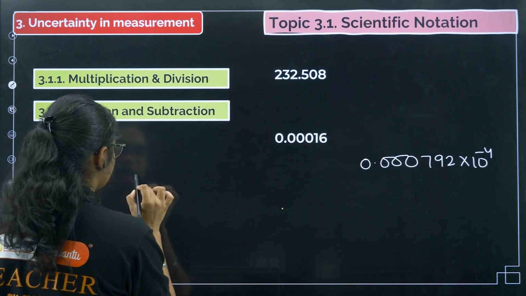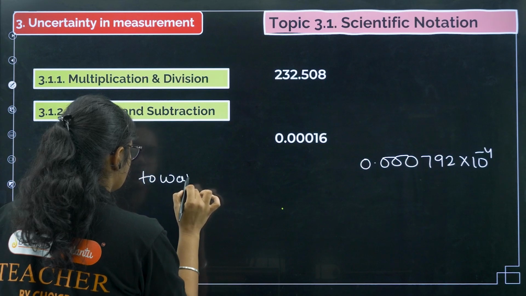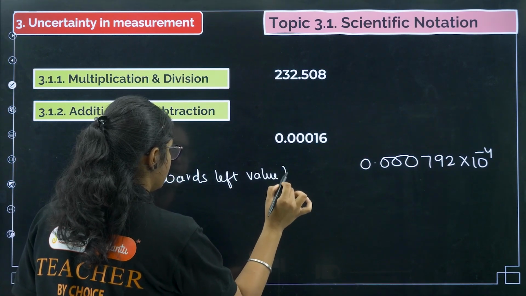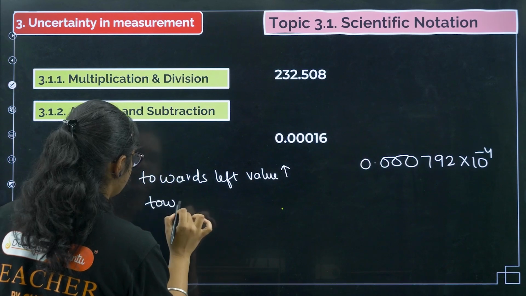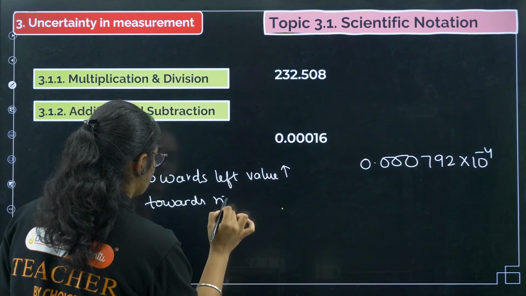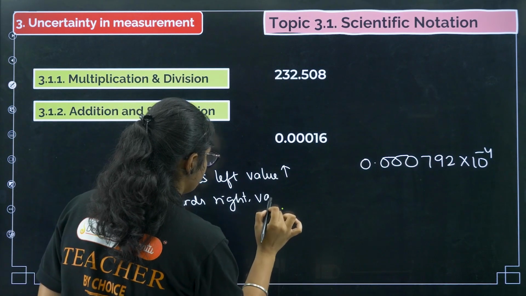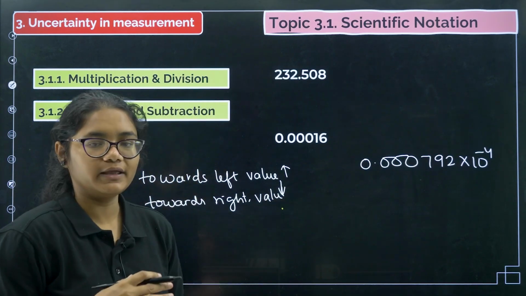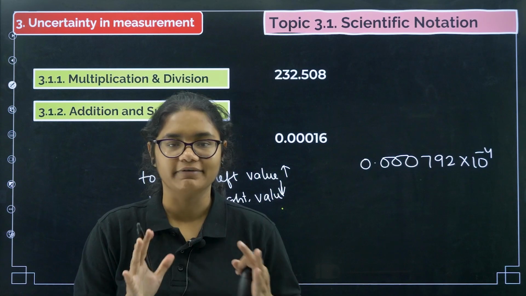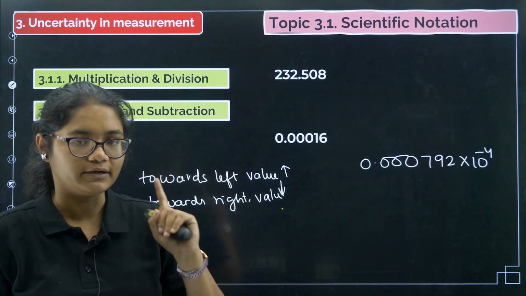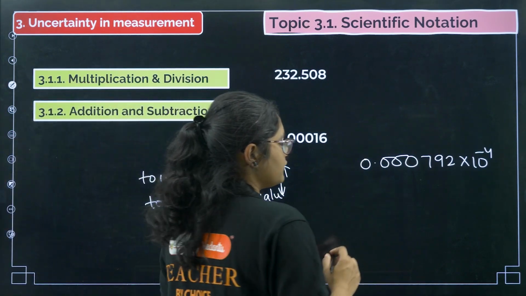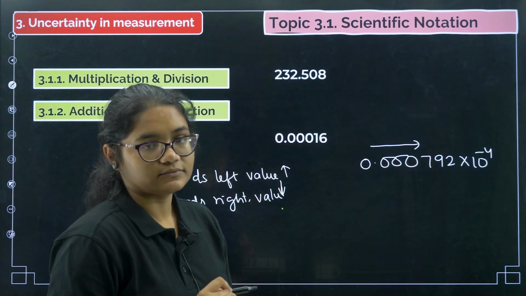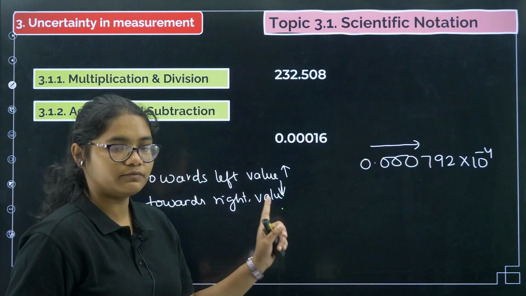So what was the rule? If you move towards left, value will increase. If you move towards right, then value will decrease, right? Left side if you are moving, then value will increase. Right side if you are moving, value will decrease. Now you see, in this case I am moving towards the right, so value will decrease.